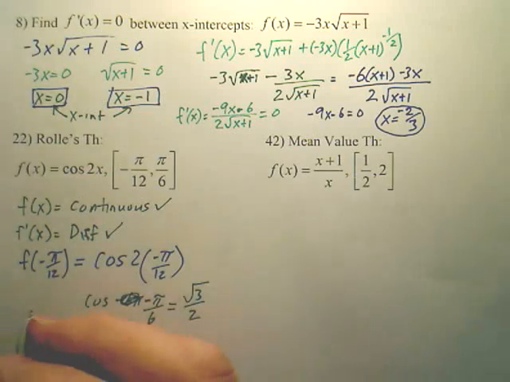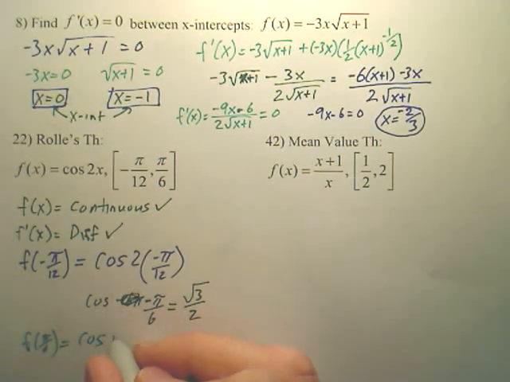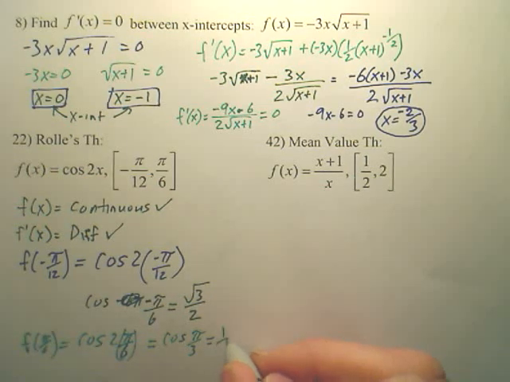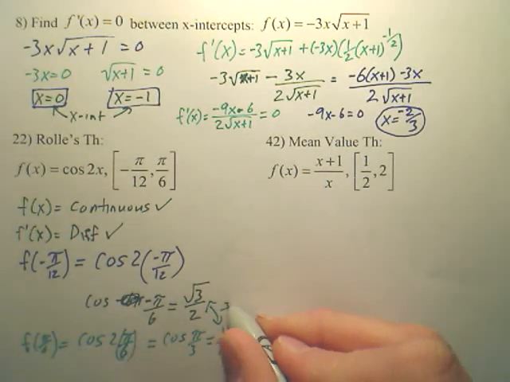And if you do the other one, f of pi over 6, you get cosine 2 times pi over 6, which is cosine pi over 3, which wouldn't that one be one half? Are those equal? These are not equal.